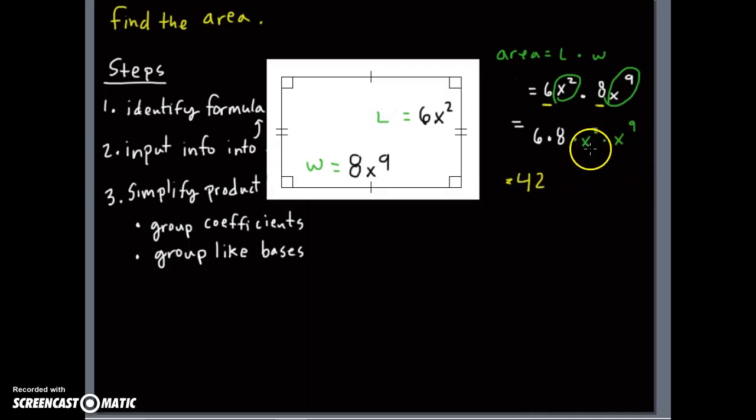And we can multiply our bases, and we can use the product rule to do that. If the bases are the same and they're being multiplied, we can add the exponents. So x is being multiplied by itself a total of 11 times, because it's being multiplied 2 here and 9 here. Total, we'd add them up to get 11. So our final answer here is 42x to the 11th power. That would be the area for this rectangle.